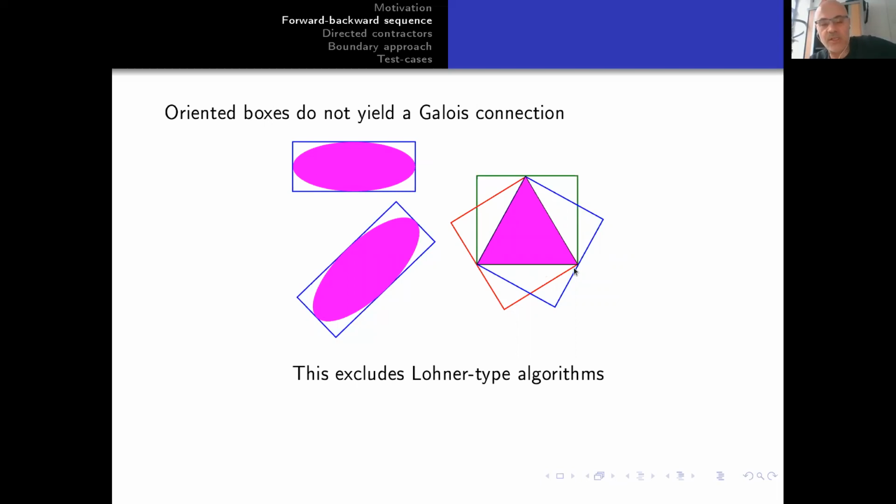For instance, the intersection between oriented boxes is not an oriented box, so I have to approximate it, but the approximation is not unique. So I may also have some algorithms that are not isotonic, and so on. That's what we want to avoid here. Okay, but I still remain convinced that for sequences, as what we deal with in this presentation, Lohner-type algorithms are probably the best. But it has this problem.